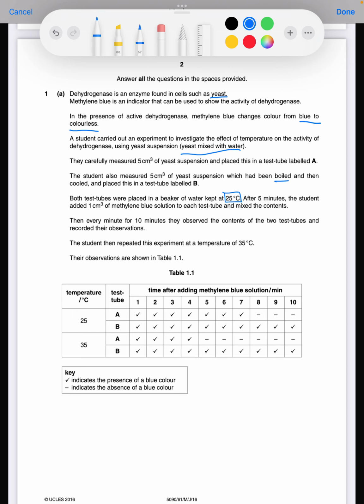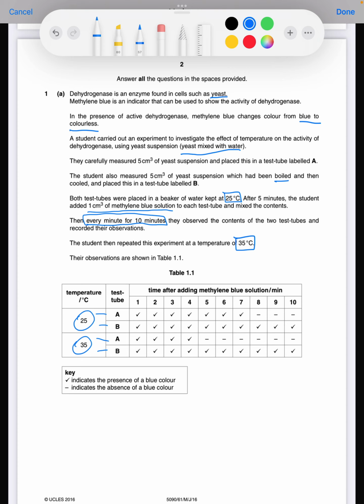After 5 minutes, the student added 1 centimeter cube of methylene blue solution to each test tube and mixed the contents. Then every minute for 10 minutes, so that is important, every minute for 10 minutes, they observed the contents of the 2 test tubes and recorded their observations. The student then repeated this experiment at a temperature of 35 degrees Celsius. As you can see in the table, we have 25 degrees Celsius and 35 degrees Celsius. For each of the temperature, we have both the test tubes.